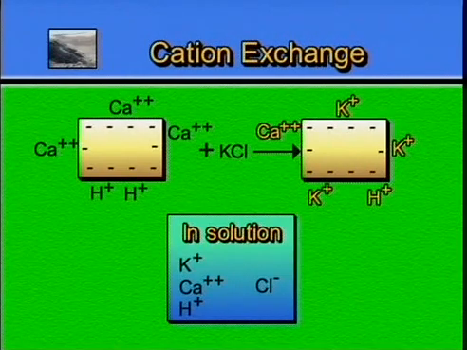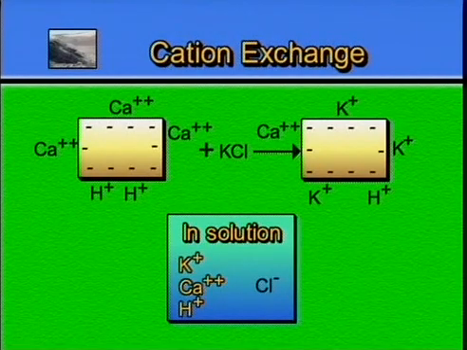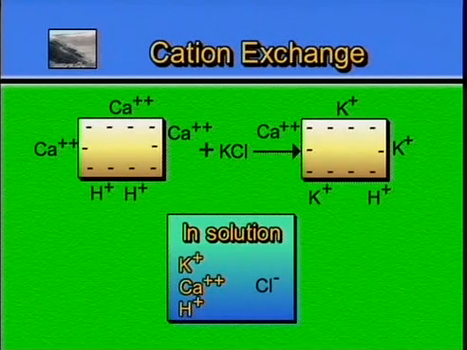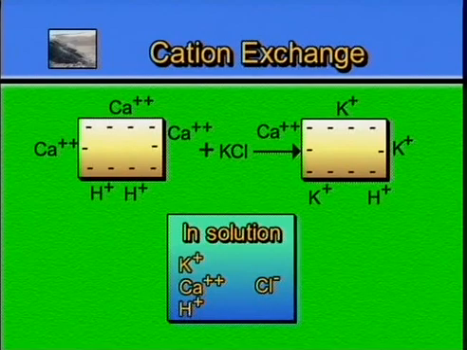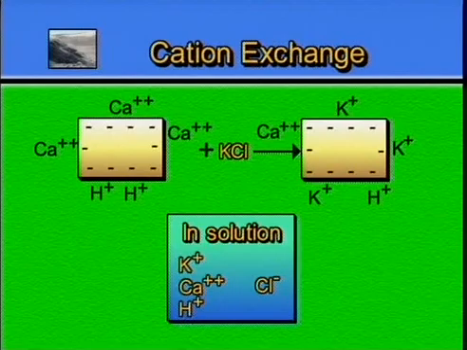And in solution, I will have a high concentration of potassium. I will have additional calciums and hydrogens that have been removed from where they were previously held on exchange sites. And then, of course, the anion will stay as a free ion, not a cation, in the soil solution, derived from this initial potassium chloride fertilizer material.